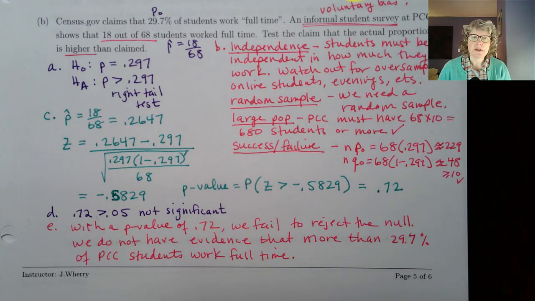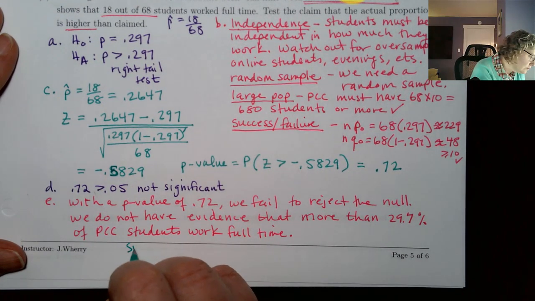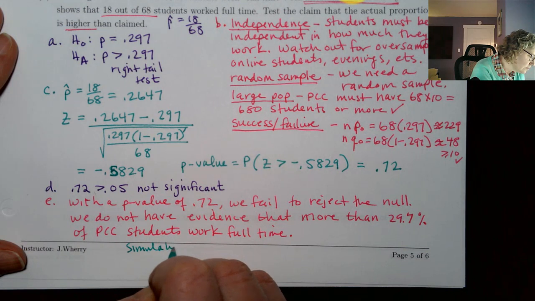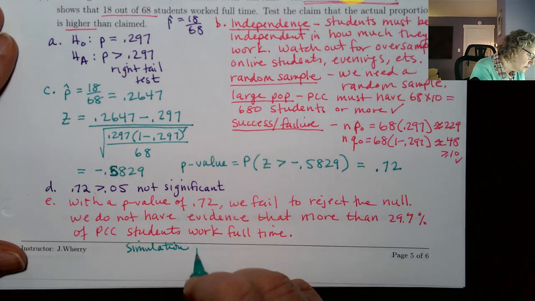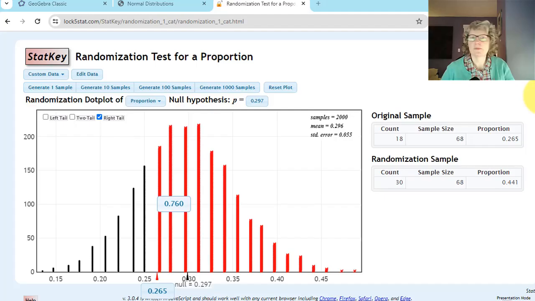So if a question asks you to do a simulation, you would do it that way. So let me just write that down. Our simulation p-value, or simulated p-value, was 0.76.